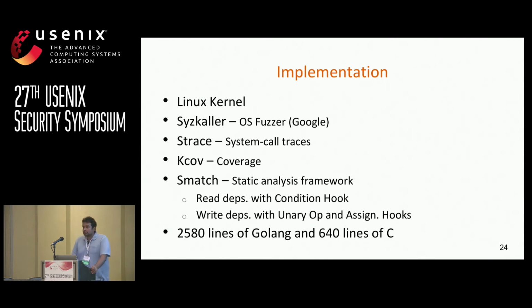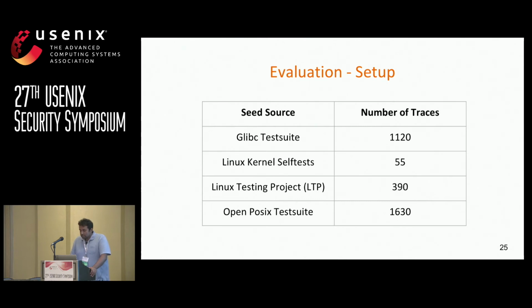So now I'd like to share some results from our evaluation of MoonShine. So our setup was we first gathered about 3,200 traces from 4 seed sources: the glibc test suite, Linux kernel self-test, Linux Testing Project, LTP, and the OpenPOSIX test suite. All our results are using seeds generated from these traces.